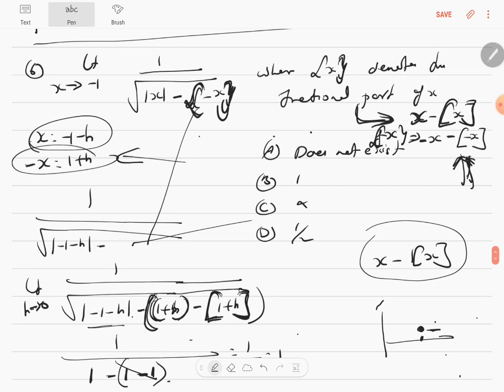So I hope you understood what is a fractional part. How do you write it for minus x? How do you define x, and how do you write for the left hand limit minus x, and for the right hand limit minus x? Hope you understood that part.